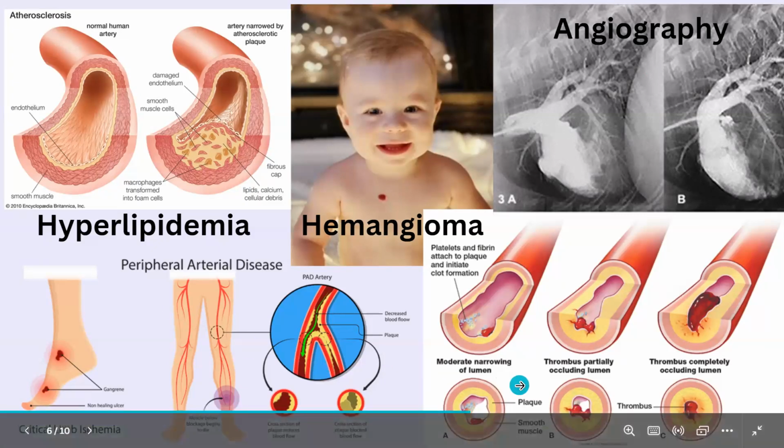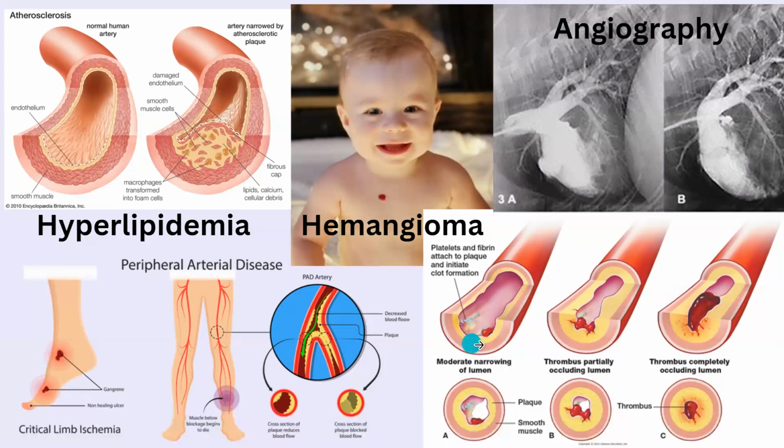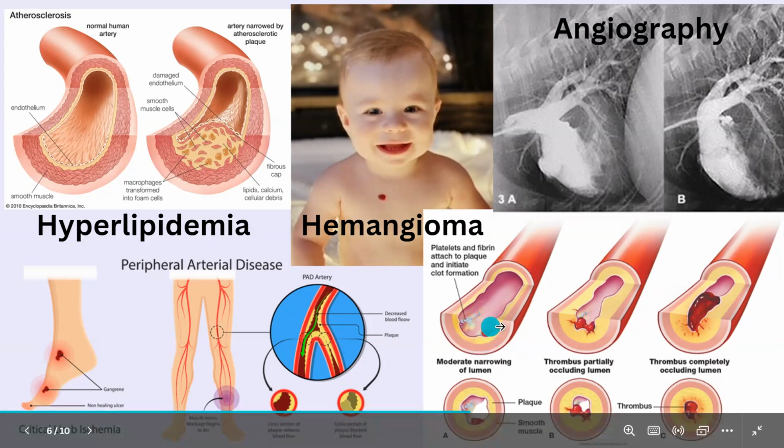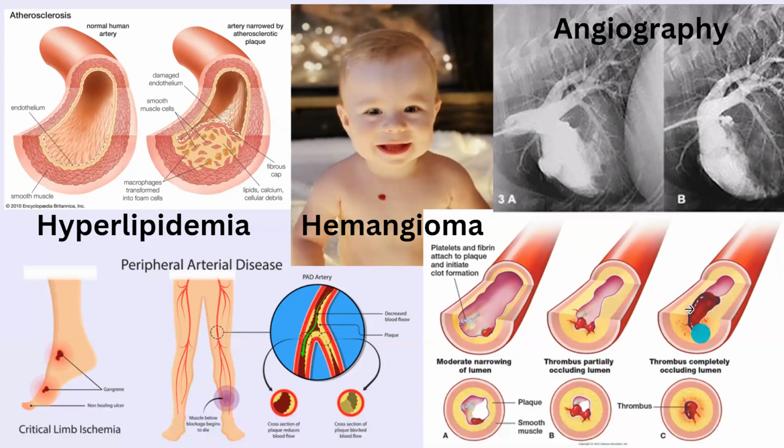Okay, last one here. This is just showing the plaque buildup again. So this shows some plaque buildup, and a clot is starting to form. You've got fibrin and platelets. We start to get more of a clot, and then eventually we have a full clot blocking the entire artery.